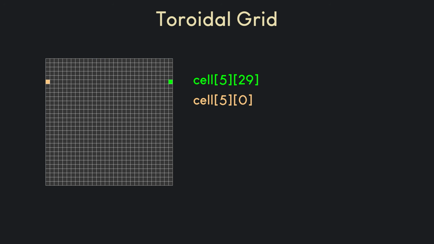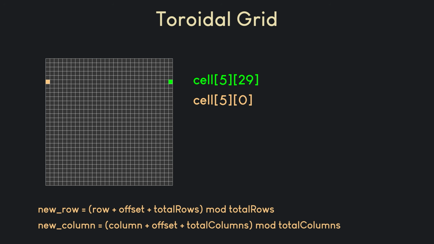To mathematically resolve this, we will use this formula. New row is equal to (row + offset + total rows) modulo total rows. And new column is equal to (column + offset + total columns) modulo total columns. But what is this modulo operator? The modulo operator returns the remainder of a division between two numbers. So 31 modulo 30 simplifies to 1, because when you divide 31 by 30, the remainder is 1.